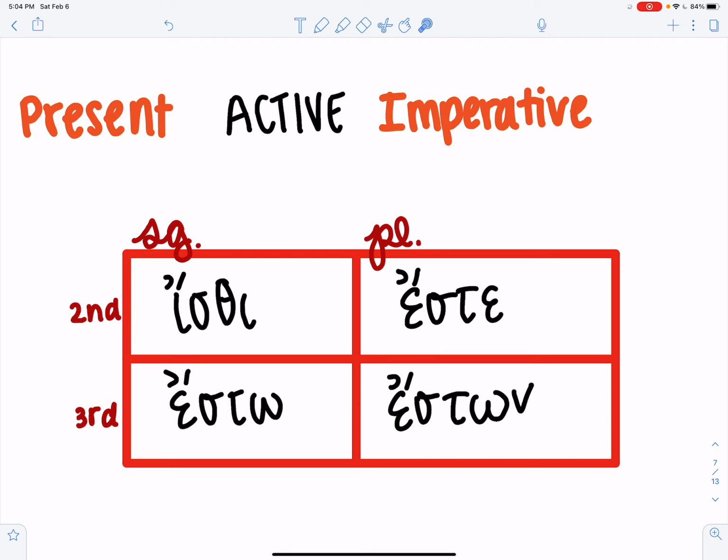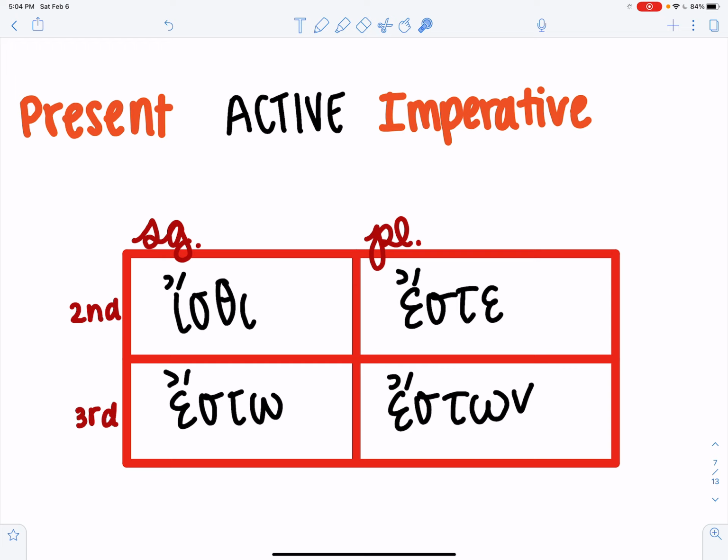And now let's translate these. Isti, be. Esto, let him, her, or it be. Este, be, again, but to more than one person. And then eston, let them be.